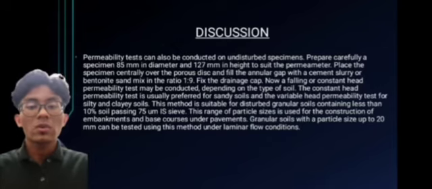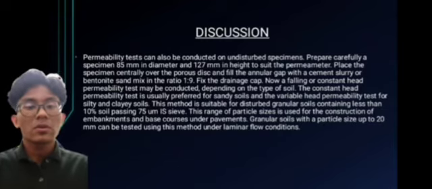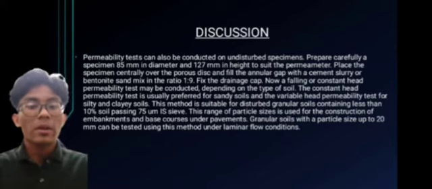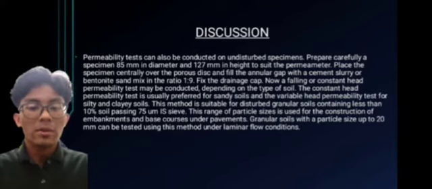I would like to talk about the discussion for this experiment. Permeability tests can also be conducted on undisturbed specimens. Prepare carefully a specimen 85 mm in diameter and 127 mm in height to suit the permeameter. Place the specimen centrally over the porous disc and fill the annular gap with a cement slurry or bentonite sand mix in the ratio 1:9. Fit the drainage cap. Now a falling or constant head permeability test may be conducted.